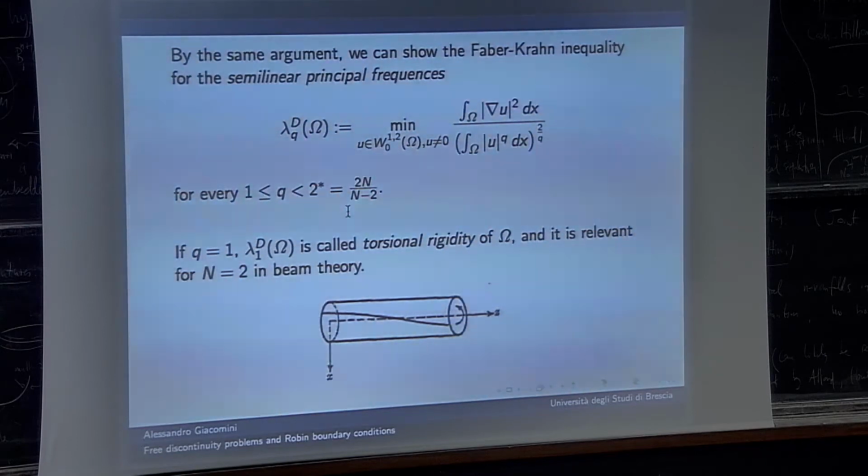It is a coefficient which comes into play in the elasticity theory of beams. In particular, the optimality of the circle in 2 dimensions was conjectured by Saint-Venant in the middle of the 19th century. And then it was proved much later.